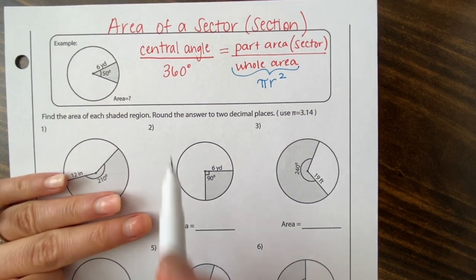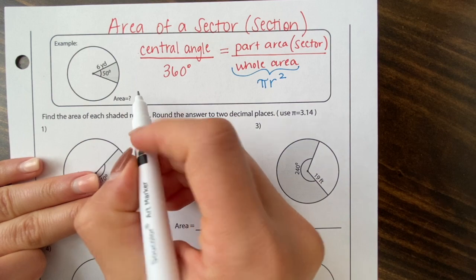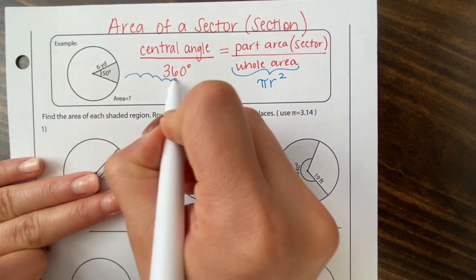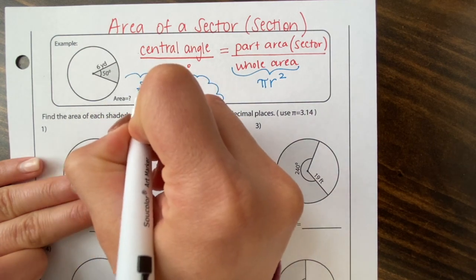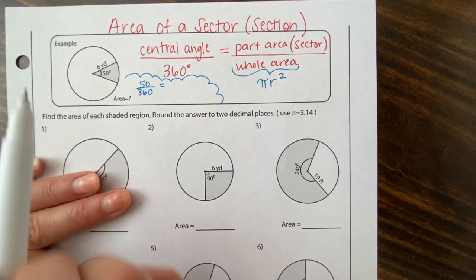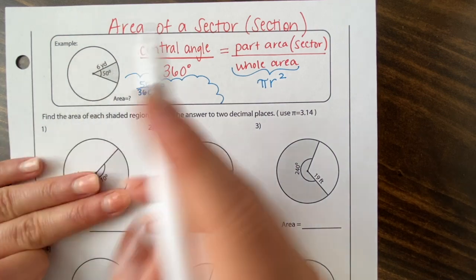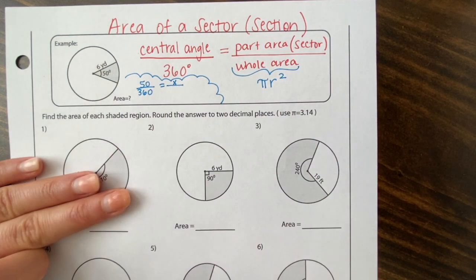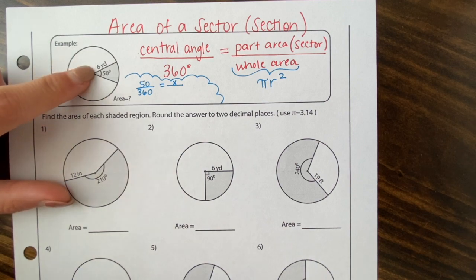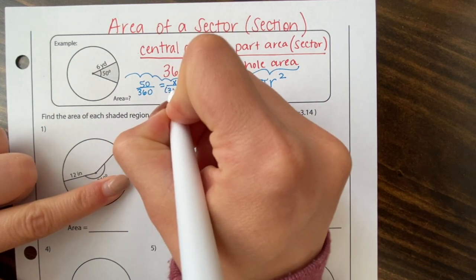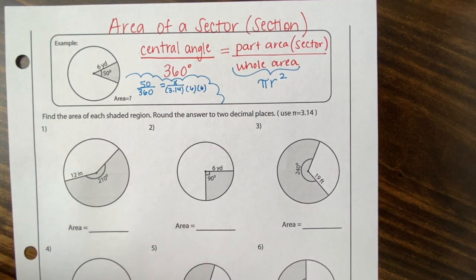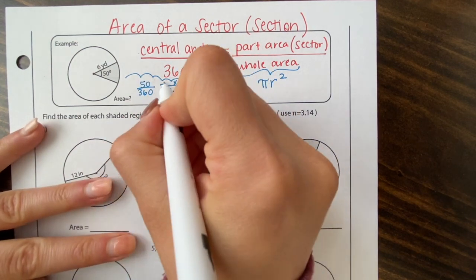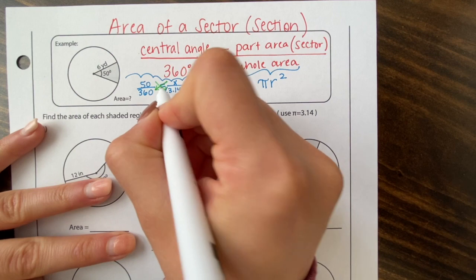So we're going to go ahead and do this problem over here. It'll be 50 out of 360 equals the part. We want the area of this sector, so we're going to leave that x, over the area, which is pi times the radius times the radius. So it's going to be 3.14 times 6 times 6. Then you're going to cross multiply.